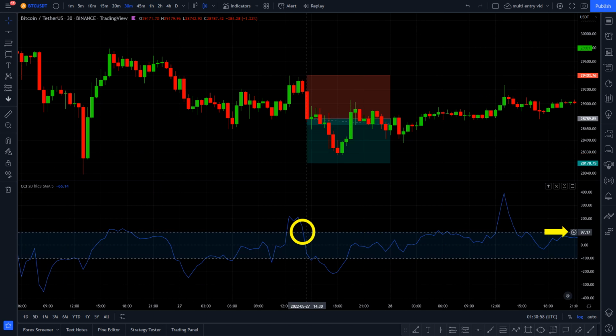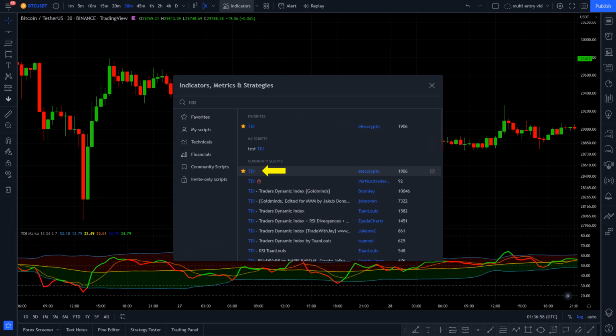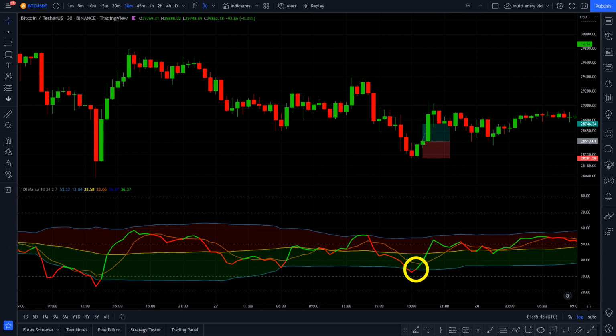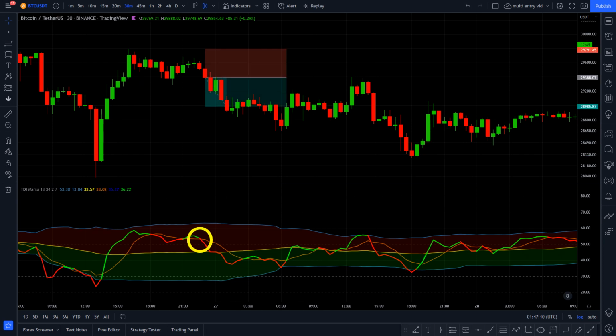line from above. The second entry signal indicator is going to be the TDI, or Traders Dynamic Index. Once you have it on your chart, you can see a highlighted red and green line in the middle. This will give us our entry signals. Once the line turns from red to green, we have a long entry signal. If the opposite happens, so the line turns from green to red, we have a short signal.